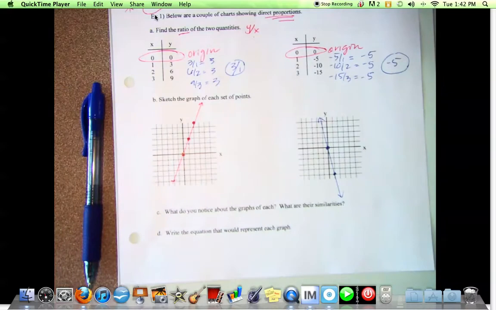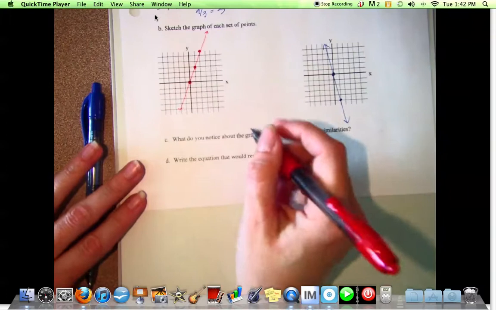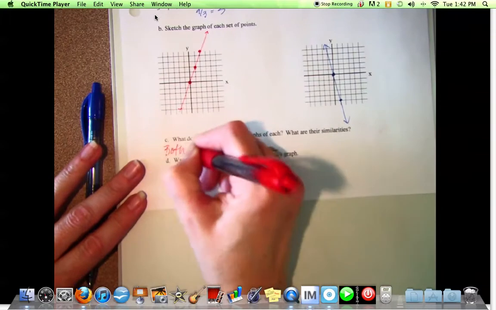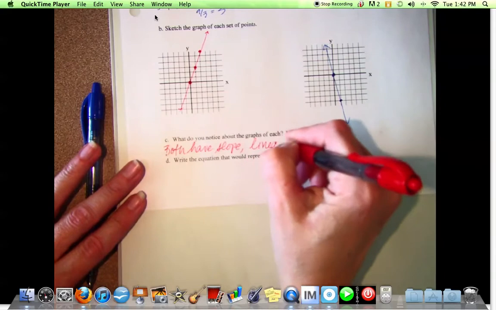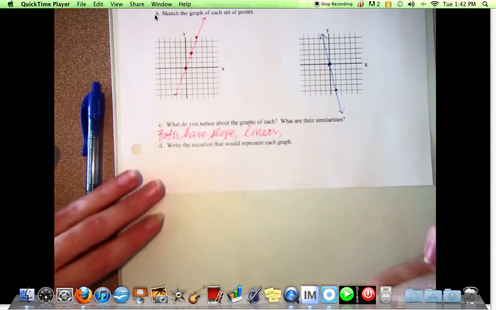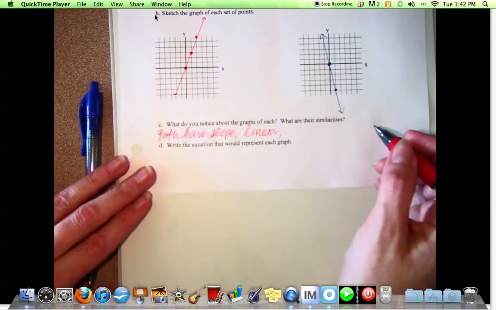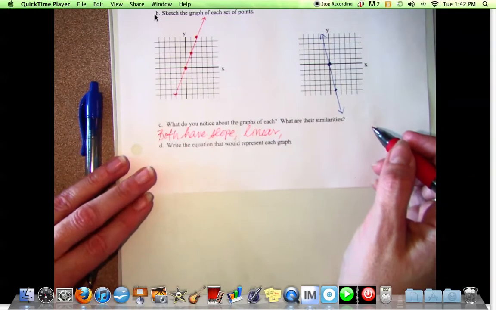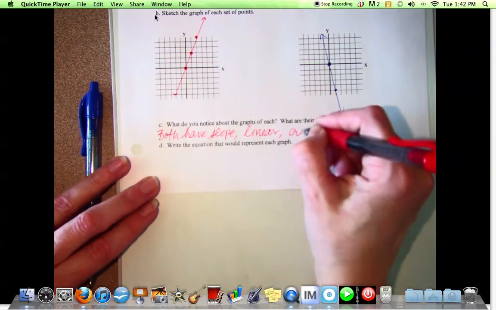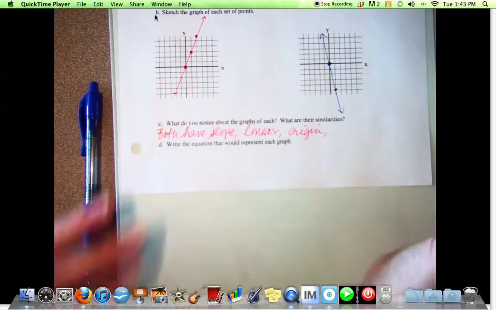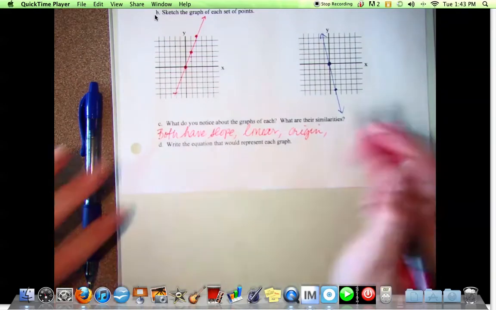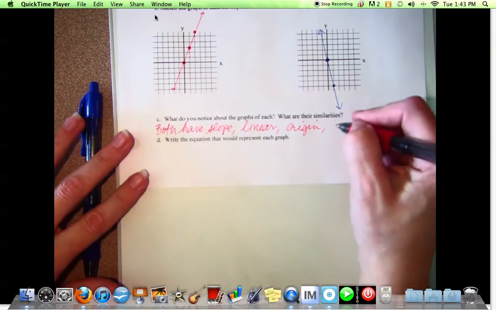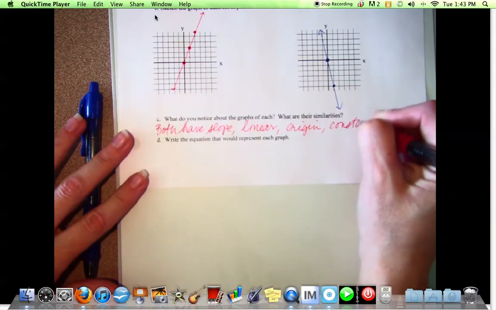What do you notice about the graphs of each? What are the similarities? Both have a steep slope. Okay. One's positive, one's negative. They're linear. What does linear mean again? They both have an origin. Okay, 0 is the y-intercept. Exactly. It goes through the origin, y-intercept of 0. So if they both have a slope, that means that they have a constant rate of change, right?